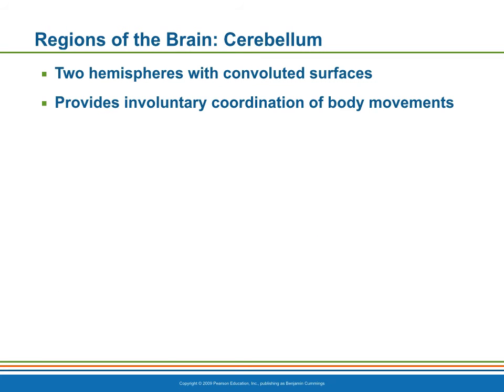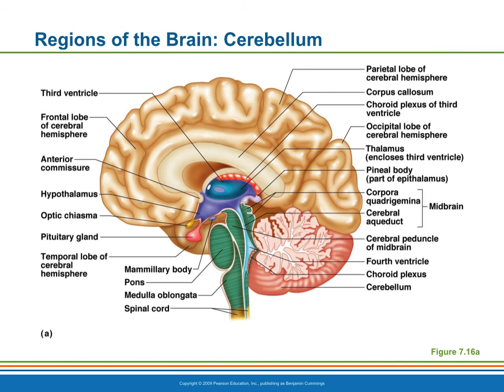The large cauliflower-like cerebellum projects from just under the occipital lobe of the cerebrum. The cerebellum has 2 hemispheres and an outer cortex made up of gray matter and an inner region of white matter. The cerebellum provides the precise timing for skeletal muscle activity and controls our balance and equilibrium. Here we can see all those regions of the cerebellum.